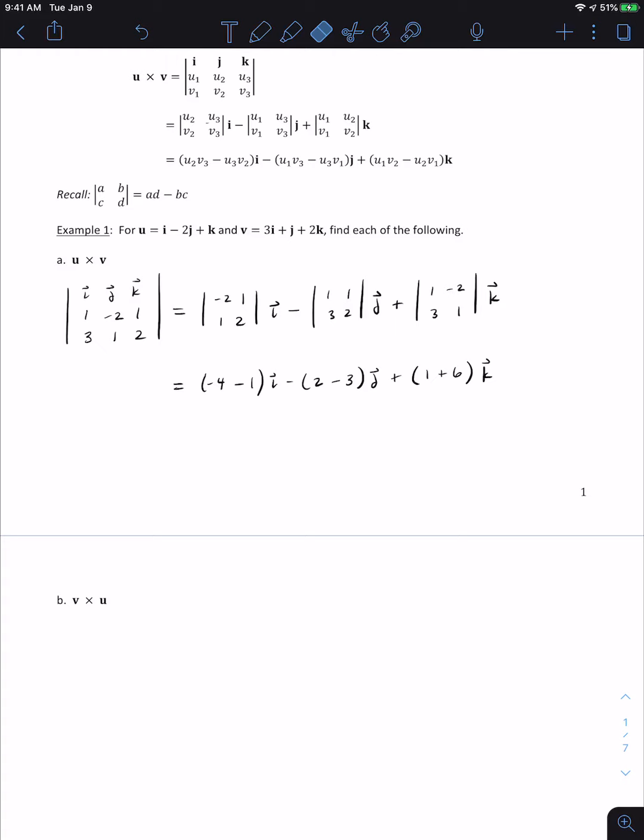So now I just simplify, and I get negative 5 i hat minus, and that's minus negative 1, so this would just be plus j, and then plus 7 k. So that is my cross product vector. That is my u cross v. And again, notice that it is a vector, and this is the vector that is orthogonal to both u and v.